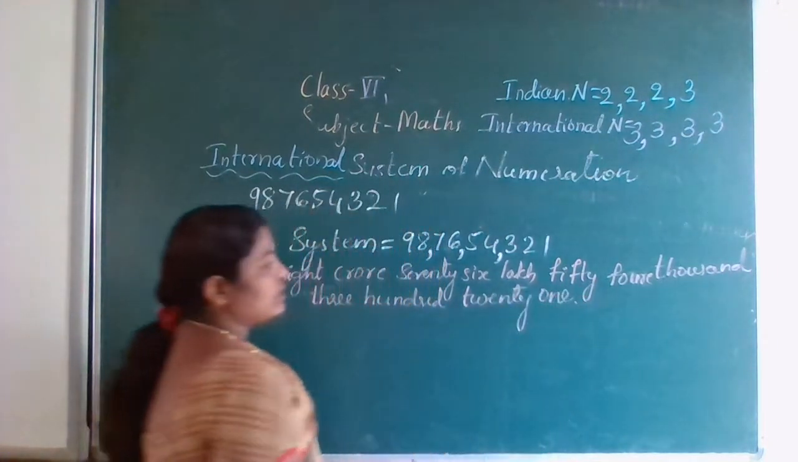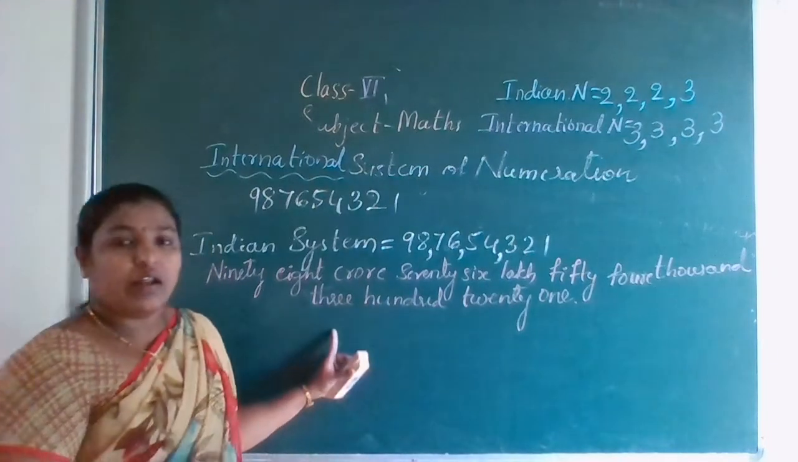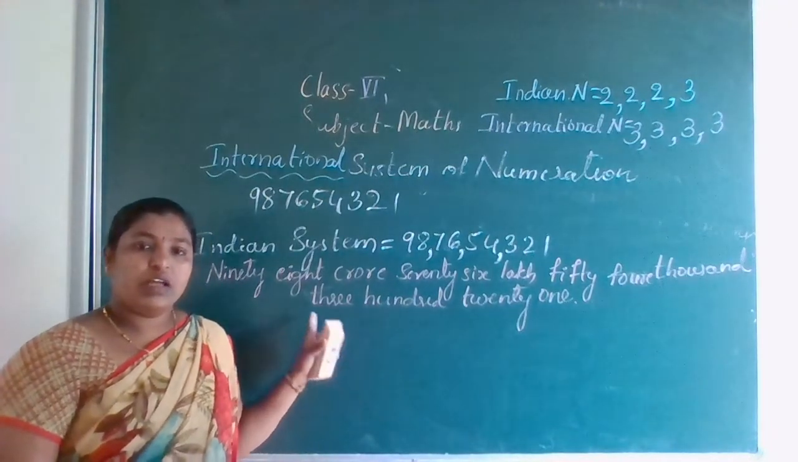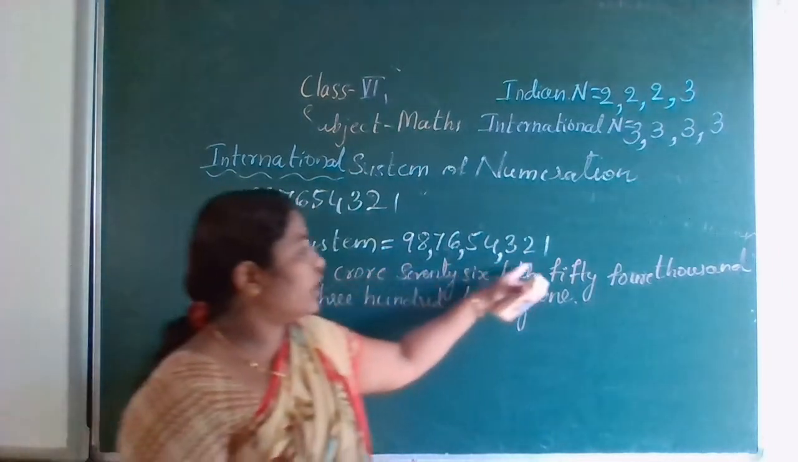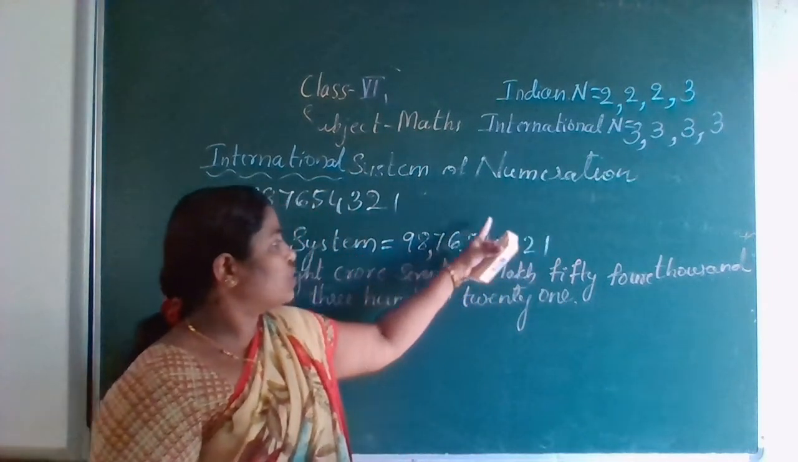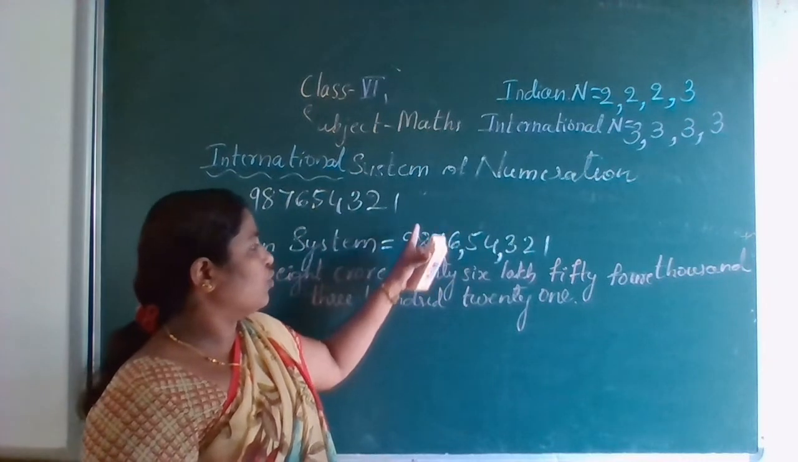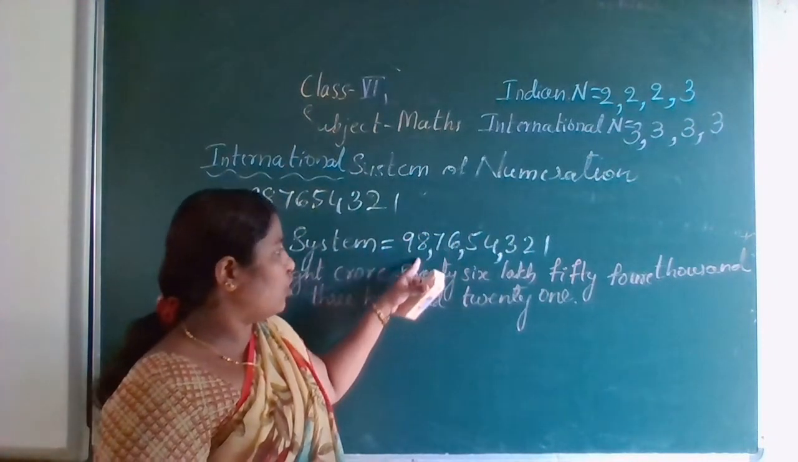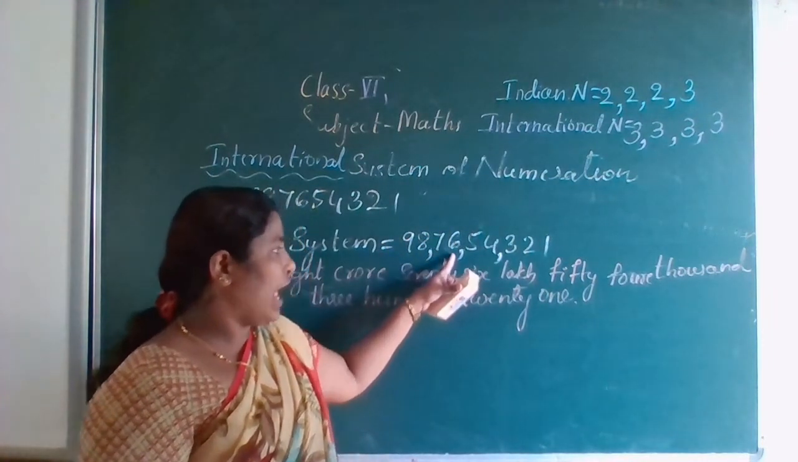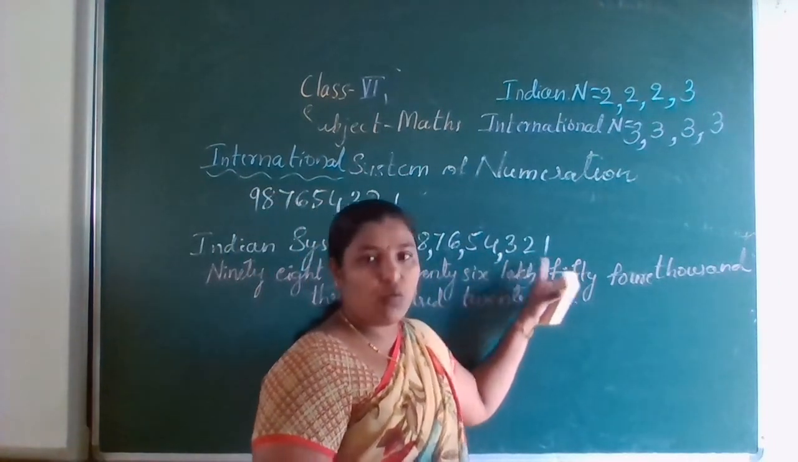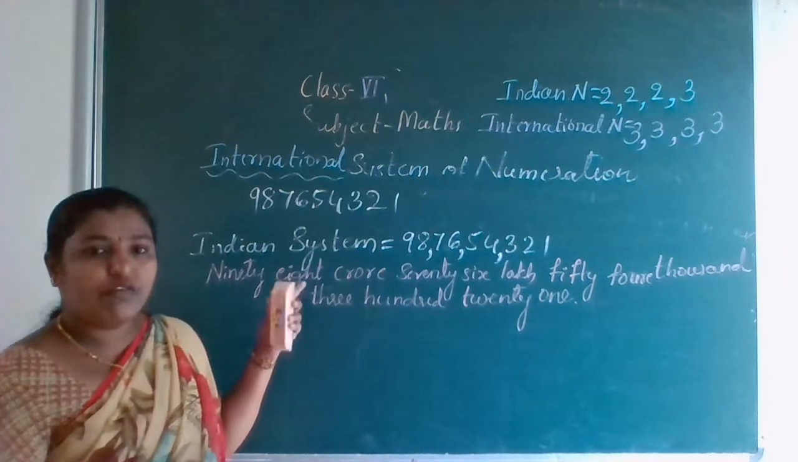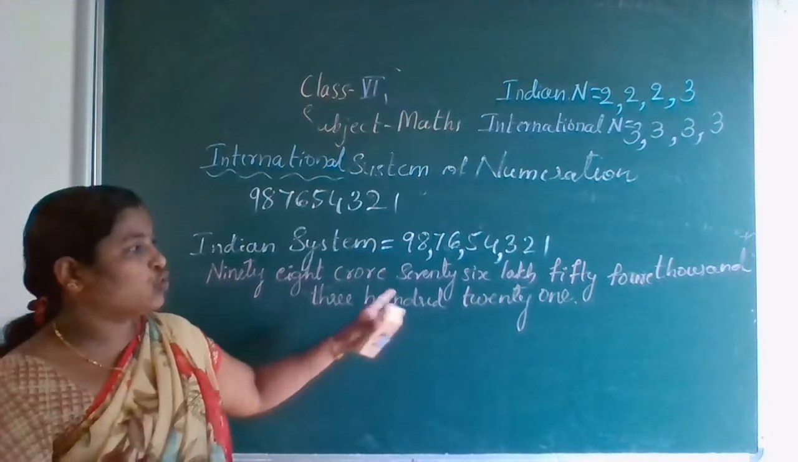So this is the large number. Writing the number name in the Indian system of numeration: how should we read this? First group, second group, third group, fourth group. So 98 crore 76 lakhs 54,321. How will we read it? The same way you should write.